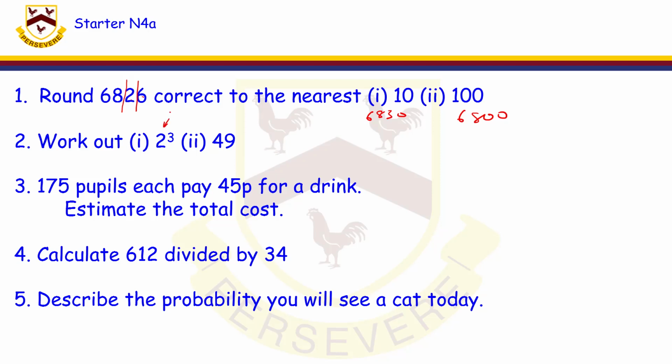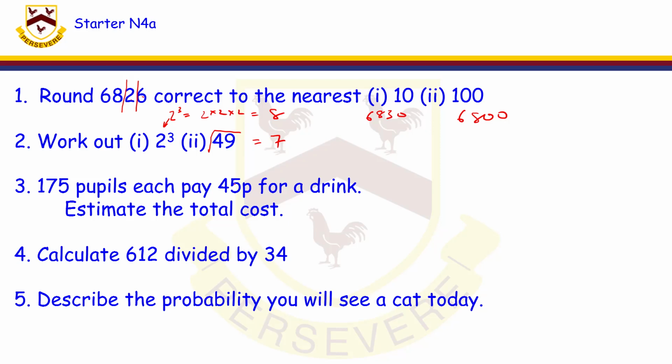This we describe as 2 cubed, which is 2 times 2 times 2, which is 8. And hopefully you realize I hadn't put my square root there. Square root of 49, which is 7. Apologies for that.